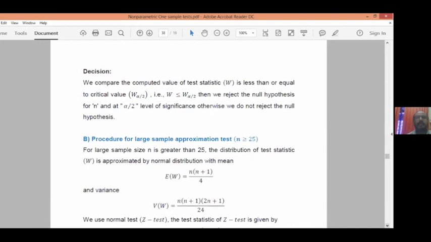Decision: if the computed value of the test statistic W is less than or equal to the critical value W alpha by 2, then we reject the null hypothesis at alpha by 2 level of significance. Otherwise, we do not reject it.